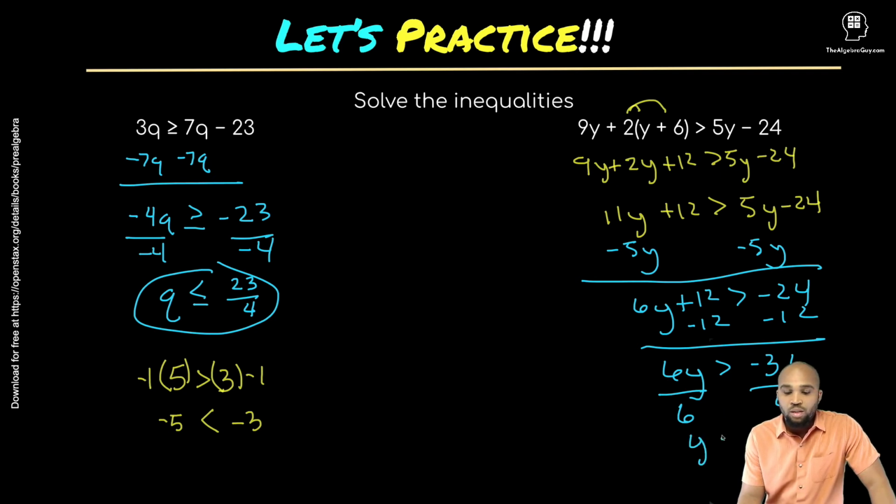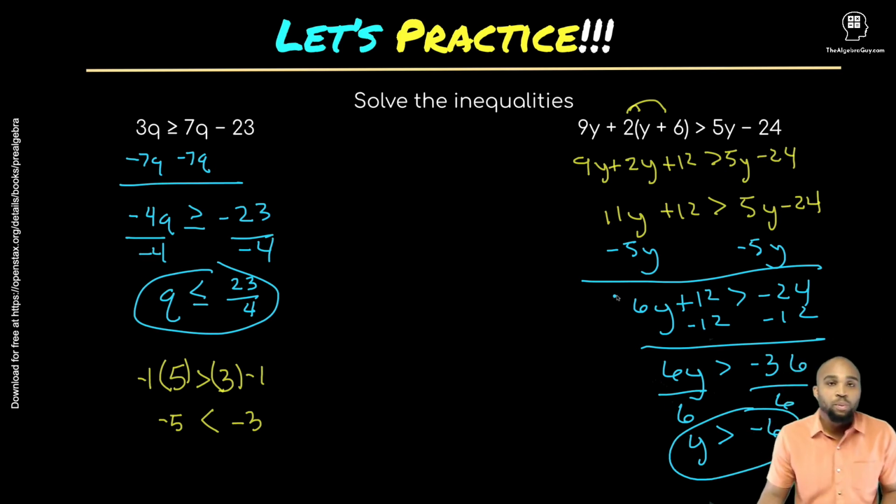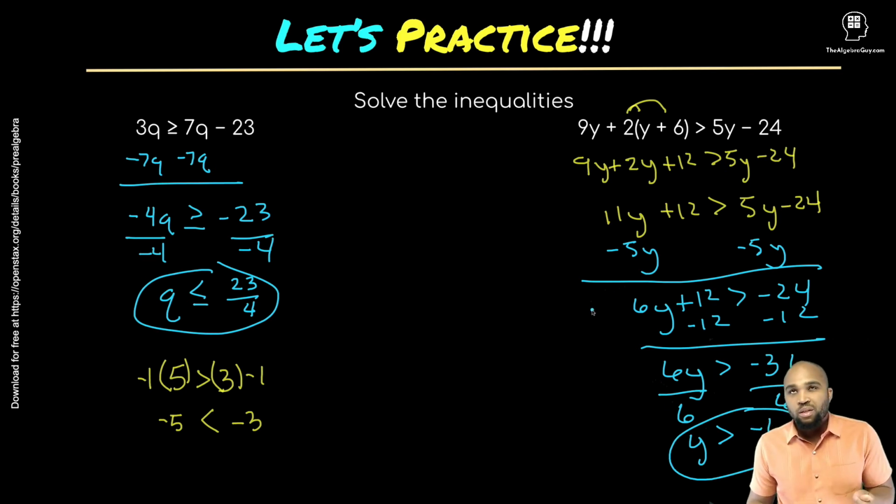So nothing changes here. We just get y is greater than negative 6. Now, if we divided by a negative 6, it would change the sign. It depends on the divisor, the number you're dividing by, not the dividend. So that's going to stay the same.